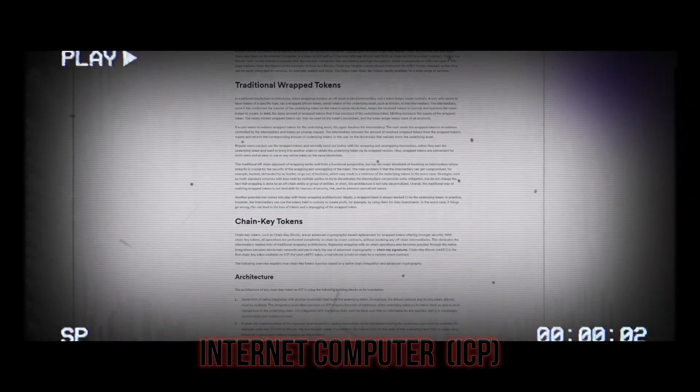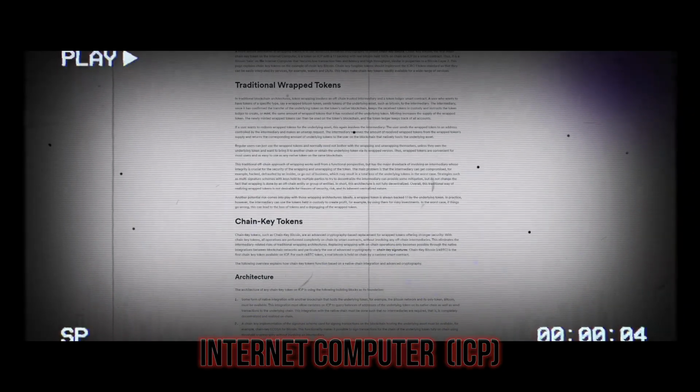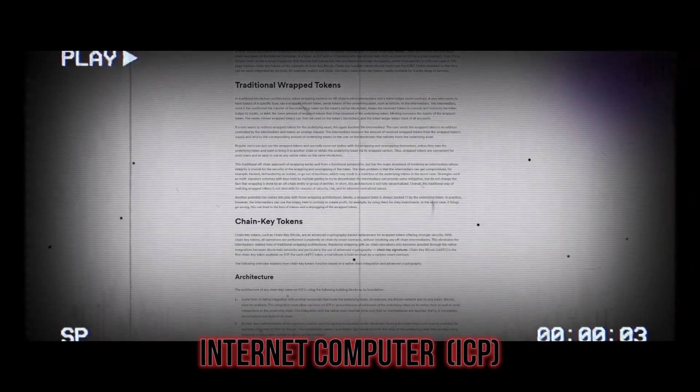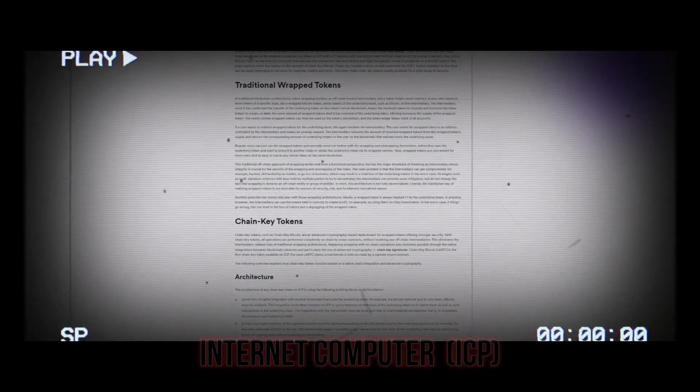Another potential risk comes into play with those wrapping architectures. Ideally, a wrapped token is always backed 1:1 by the underlying token. In practice, however, the intermediary can use the tokens held in custody to create profit, for example, by using them for risky investments.